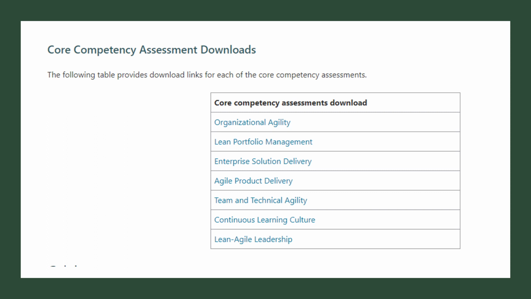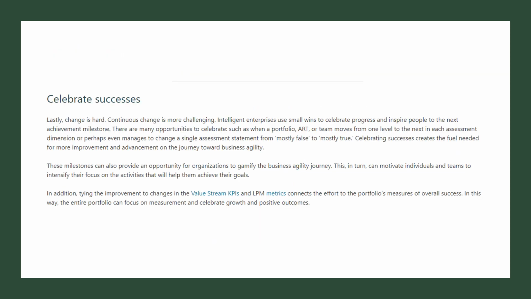So if you go to the SAFe 6.0 website, and go to the particular article on facilitating SAFe assessments, you can see core competency assessment downloads, right? For all the seven core competencies, the assessment downloads are given. So you can download them and use them for your organization.